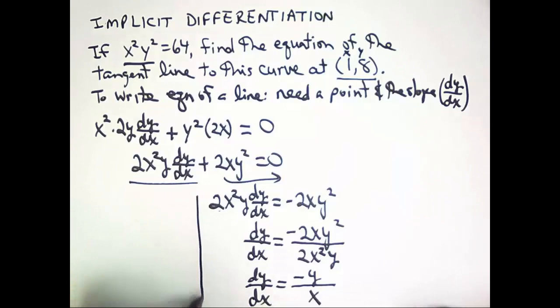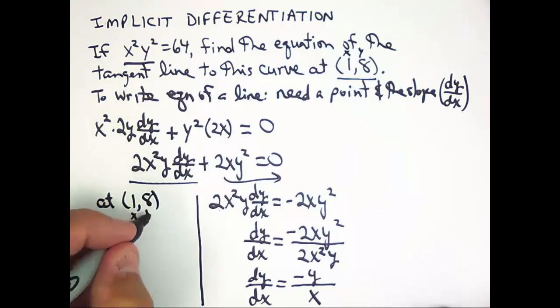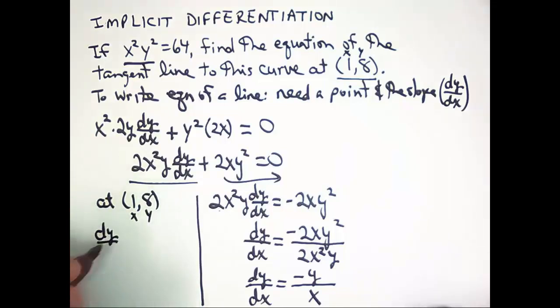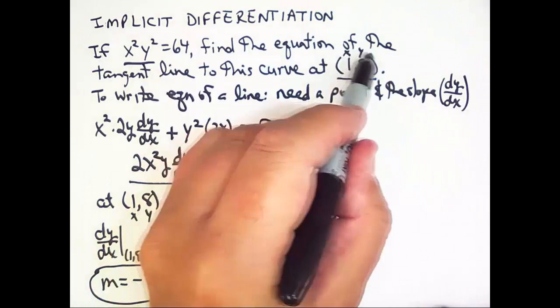So let me move over here. So at the point 1, 8, where x is 1 and y is 8, dy over dx, and I'll write it this way, at the point 1 comma 8 is going to be negative whatever y is, which would be 8, divided by whatever x is, which is 1. So the slope of the line that we're looking for is just negative 8 over 1, which is negative 8. So now I have the slope of the line and I have the point on the line.